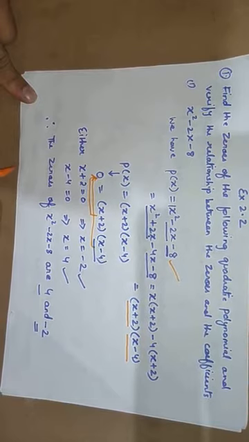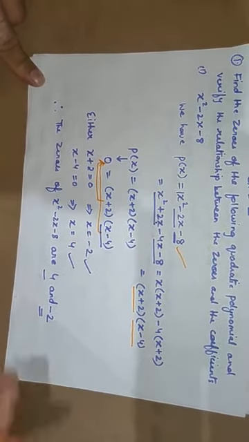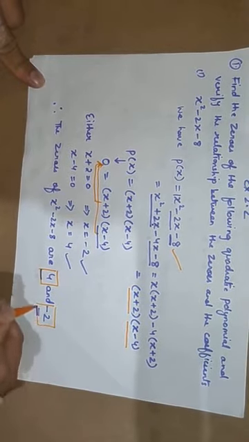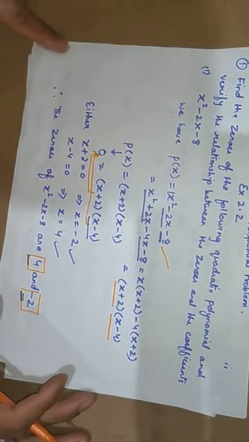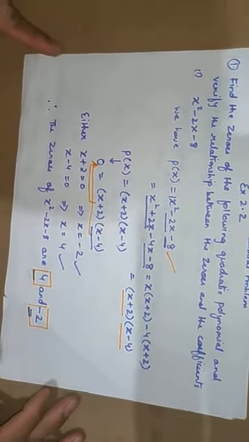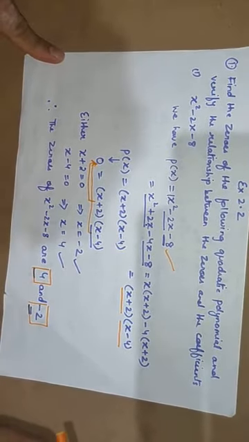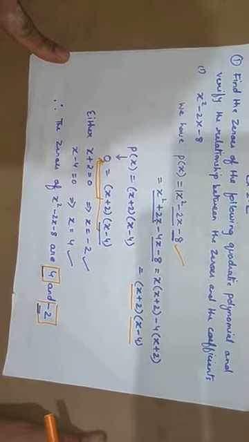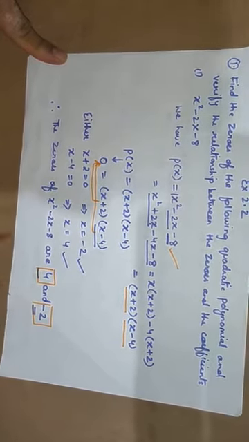So here my two zeros were 4 and minus 2. Why am I explaining this question again? Because to solve exercise 2.3 further, you need to understand this concept. Suppose we have found the two zeros 4 and minus 2.